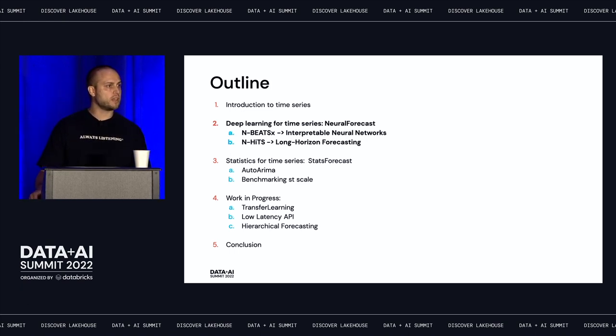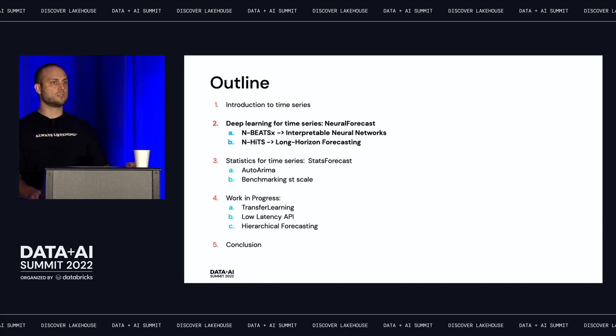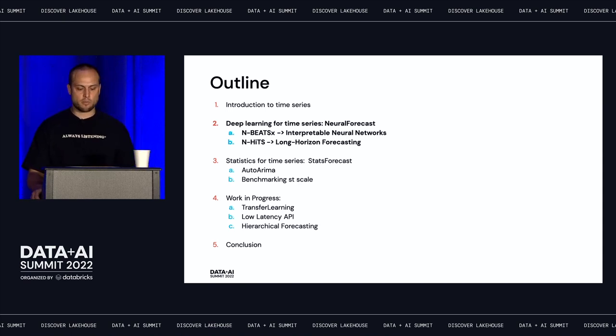First, we're going to be speaking about time series in general. Why is it important? What is it? Then we're going to be focusing on the application of deep learning models, state-of-the-art deep learning models that we have developed and made available to the public, particularly the NBEATSx and the NHITS. And afterwards, we're going to be speaking about more classical models, namely statistical econometric models for time series analysis. At the end of the presentation, we're going to briefly go over some work in progress that we have, hopefully to ignite some curiosity and maybe even to ask you to collaborate in the project.